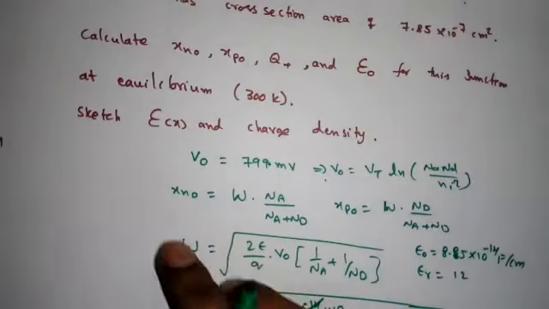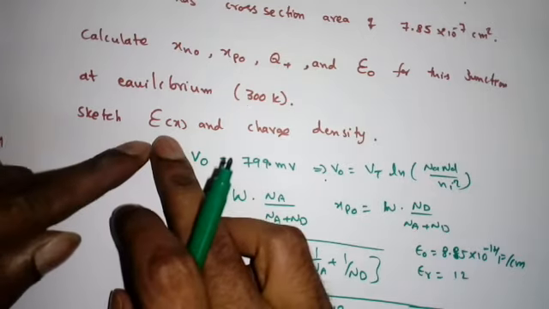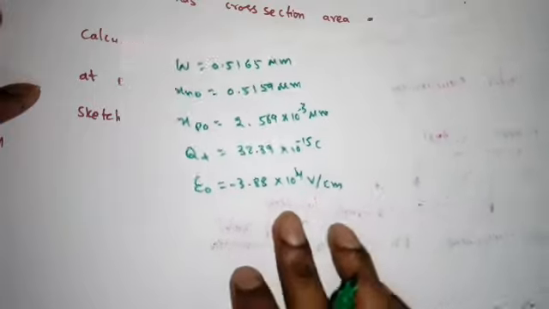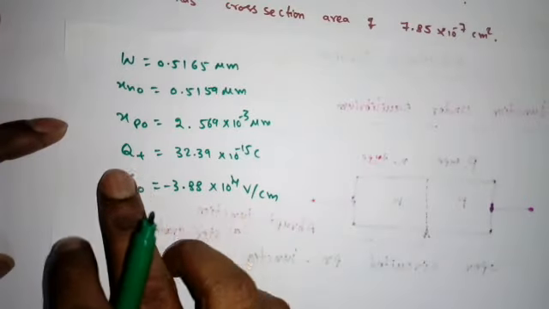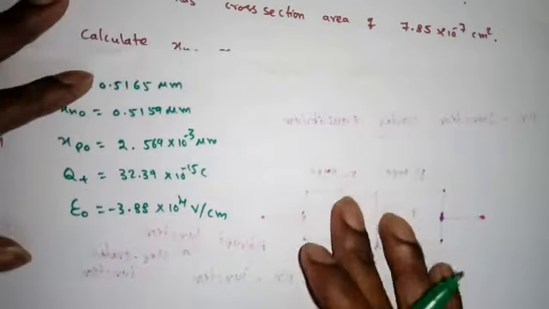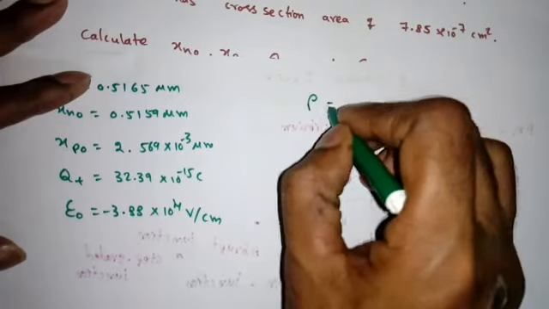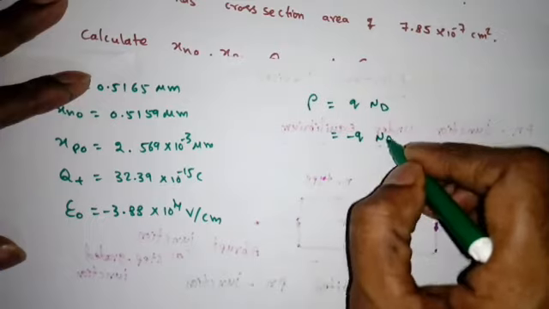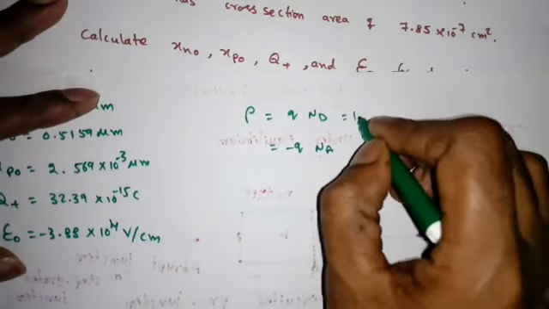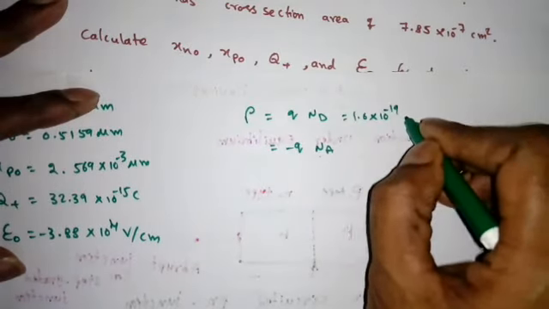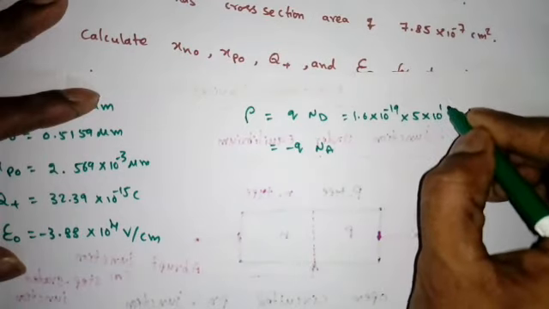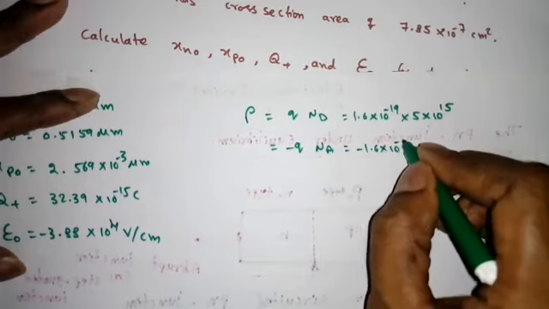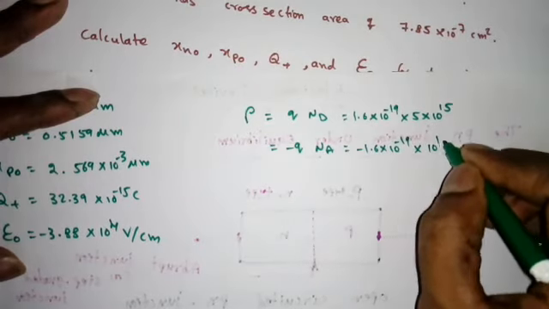Now what we need to do is sketch the electric field distribution and the charge density. For that, we again have to take the values W, Xn naught, Xp naught, Q plus and this epsilon naught. So charge density rho is equal to Q times Nd in N side minus Q times Na in P side. So what is Q? 1.6 into 10 to the power minus 19. Nd is 5 into 10 to the power 15 per centimeter cube. This is minus 1.6 into 10 to the power minus 19 into 10 to the power 18.